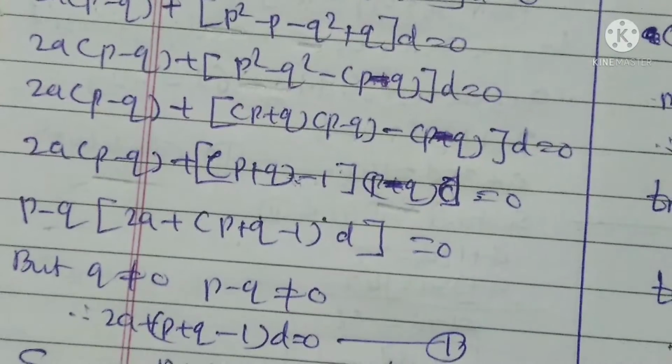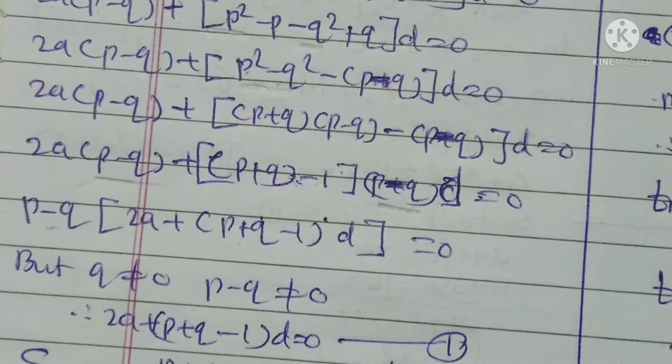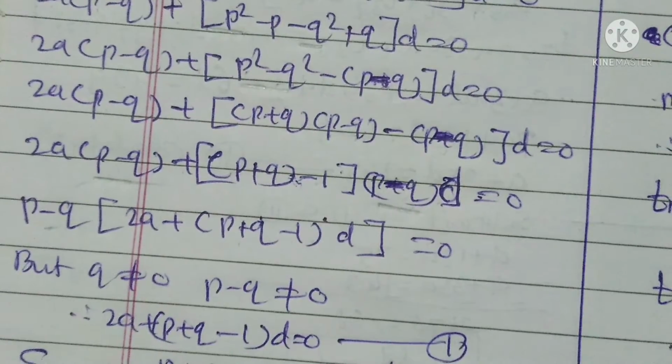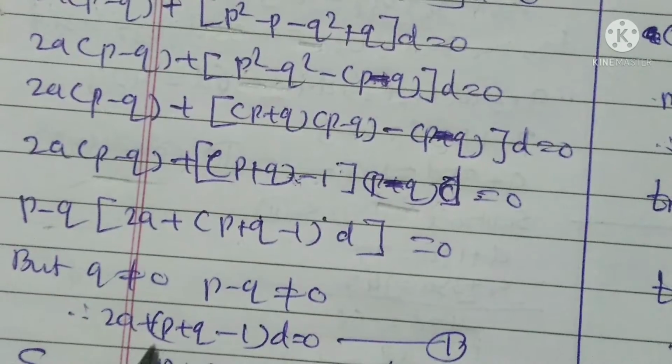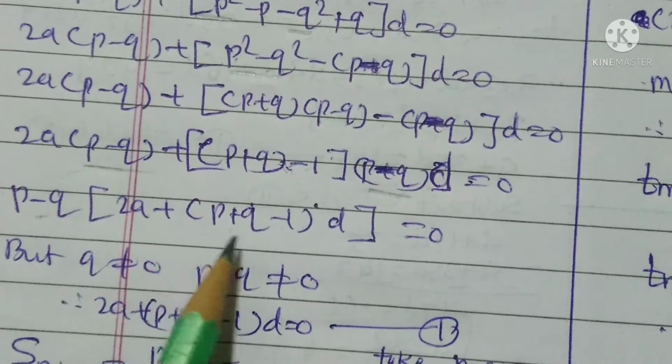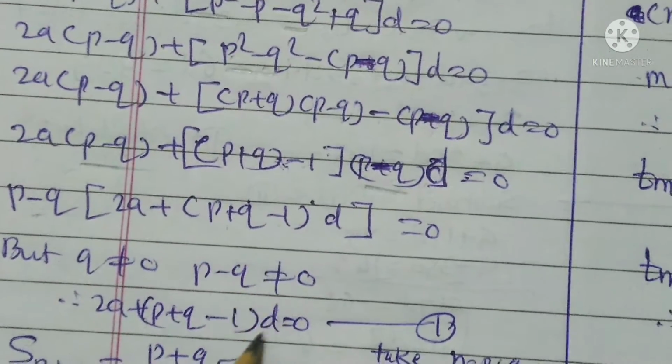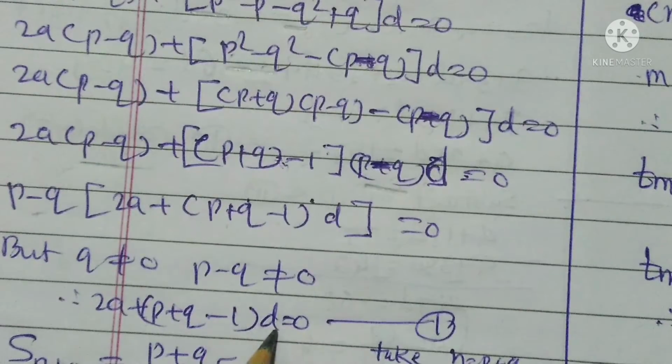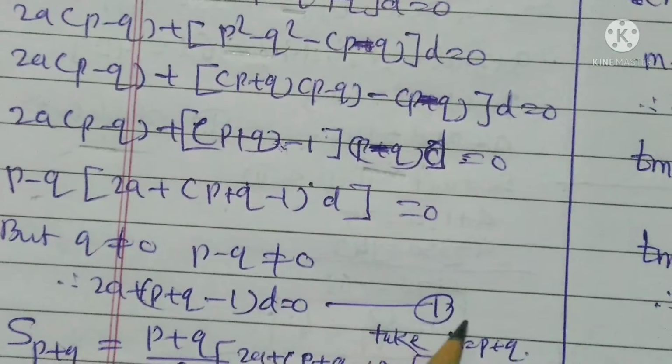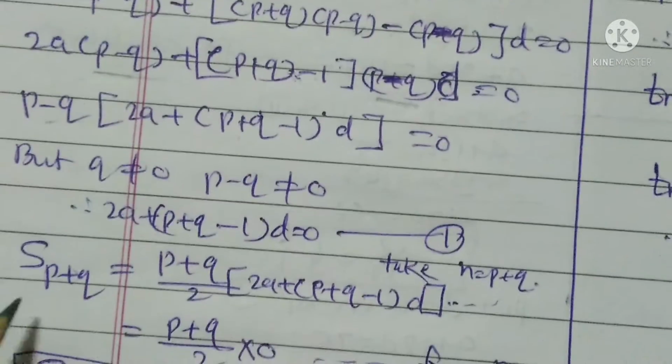But p is not equal to q, so p minus q is not equal to 0. So (2a plus (p plus q minus 1) d) equals 0. Equation number 1.